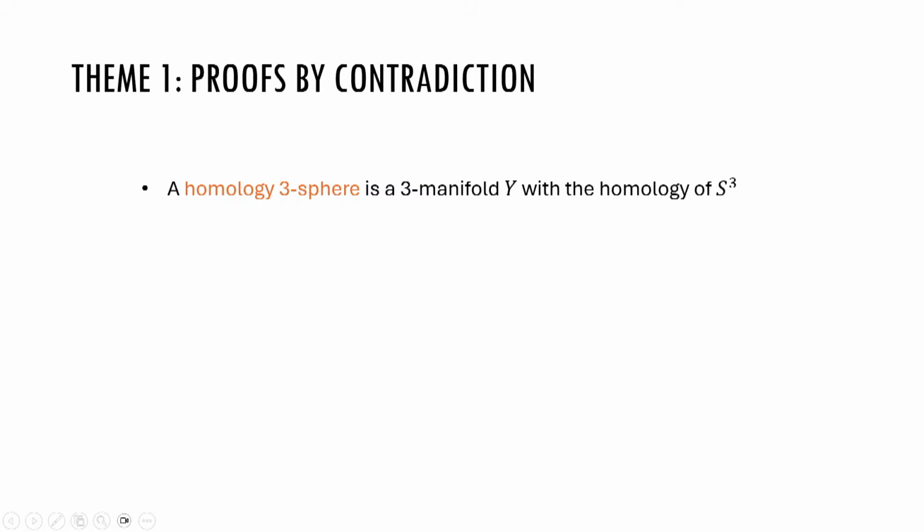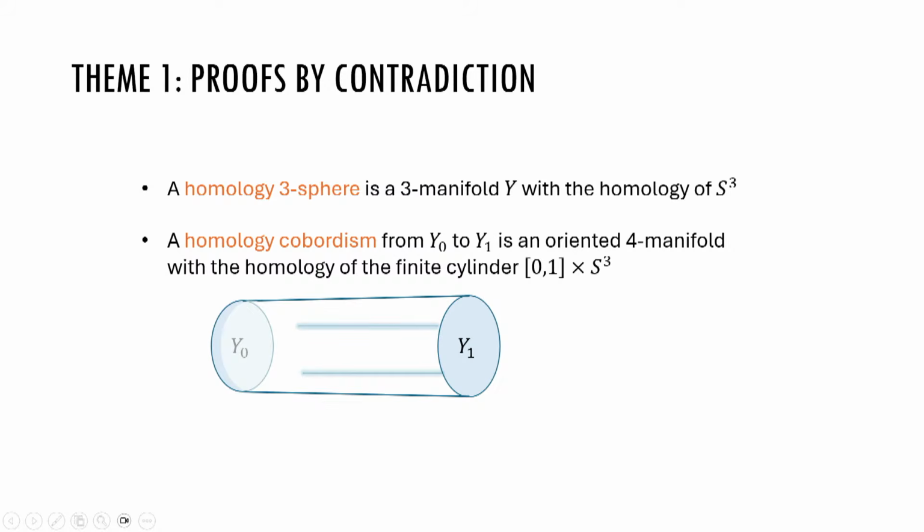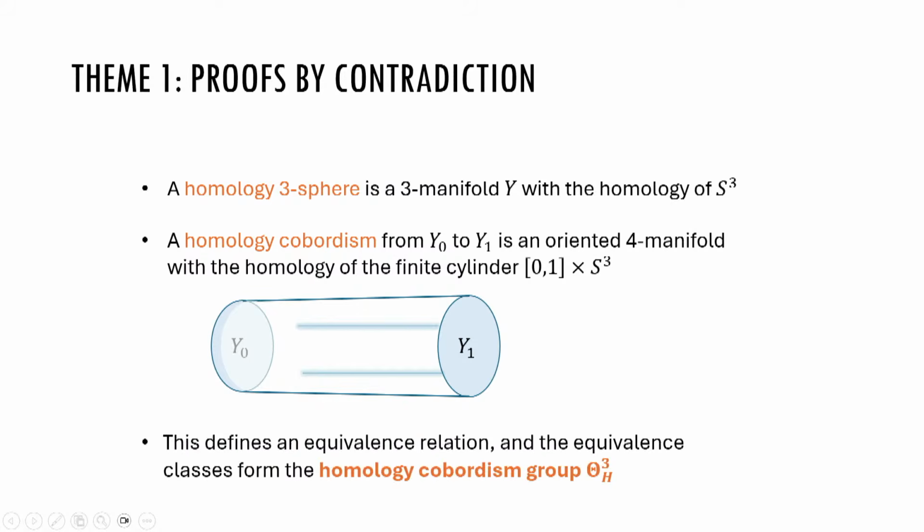A homology three-sphere is a three-manifold whose homology is that of the three-sphere. The Poincaré homology sphere is the first example which isn't S3. And two such are homology cobordant if there's an oriented four-manifold with boundary, whose boundary is a difference of Y1 and Y0, a cobordism which has the homology of a cylinder, just the same homology as the trivial cobordism from S3 to itself. This is an equivalence relation on homology three-spheres. The equivalence classes form a group, and that's the homology cobordism group, theta 3.